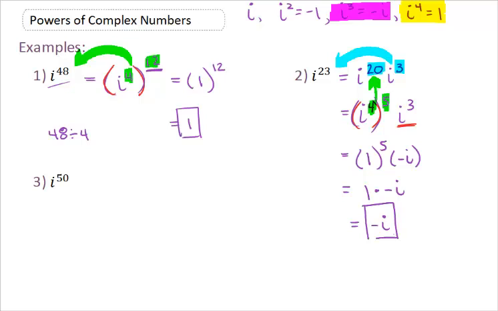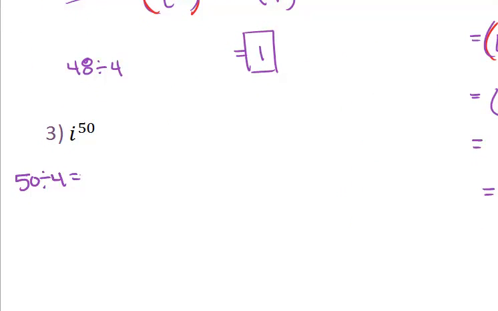Example 3. Try and do that one on your own using the techniques that we just did in example 1 and example 2. Okay, the first thing that we want to do is figure out how many times 4 goes into 50 evenly. If you type in your calculator 50 divided by 4, it does not come out evenly, but you get 12.5.